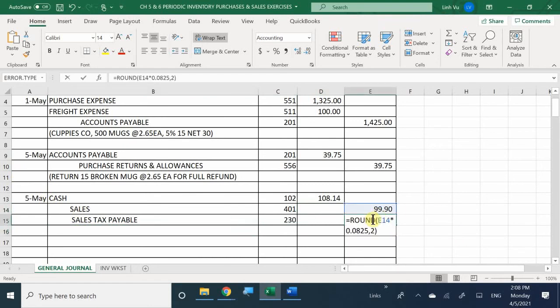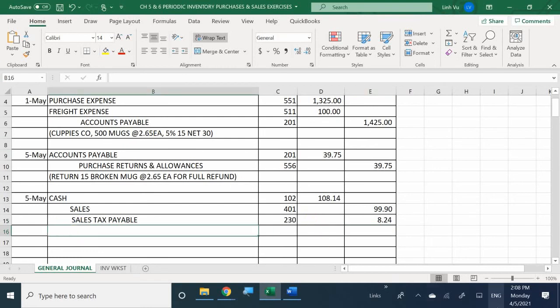See the formula again? The equal round, and then in the parentheses would be the 9.99 times the 8.25%. You want to end your calculation with a comma, and the next argument is how many decimal places you want to round the number to, and we want 2 because we want the nearest penny. So it gives you $8.24.